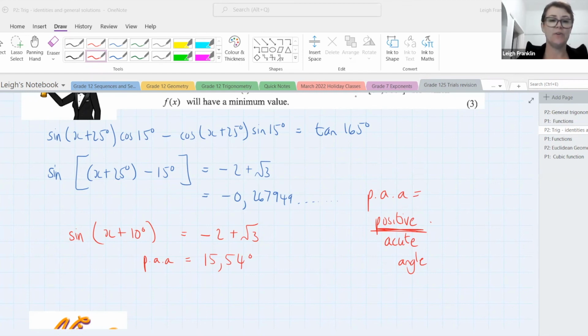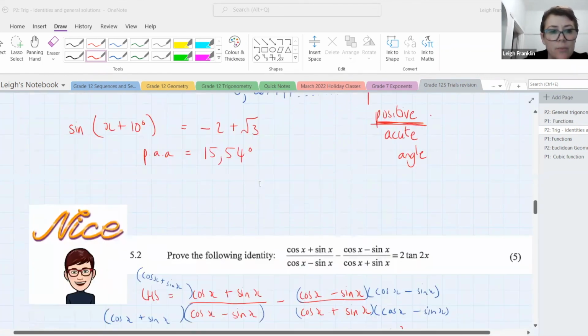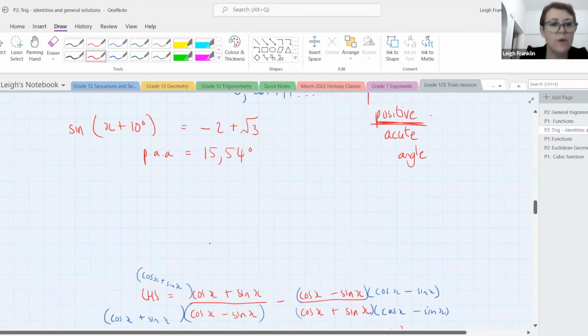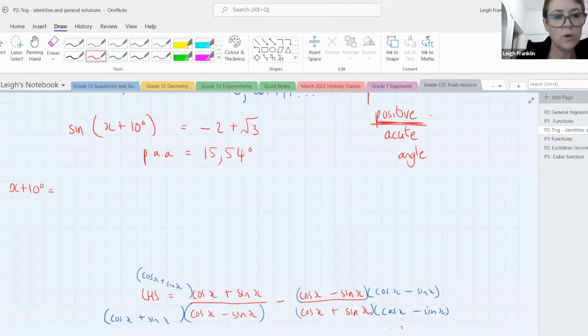Sine x is negative in quadrants 3 and 4. So now this is what we're going to do in quadrant 3. Let's just move this down a little bit here. In quadrant 3, our angle x plus 10 equals 180 plus our key angle or our reference angle, plus multiples of 360 because we're talking about sine, k is an element of the integers.